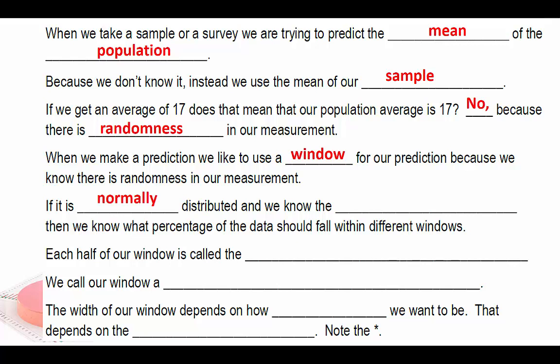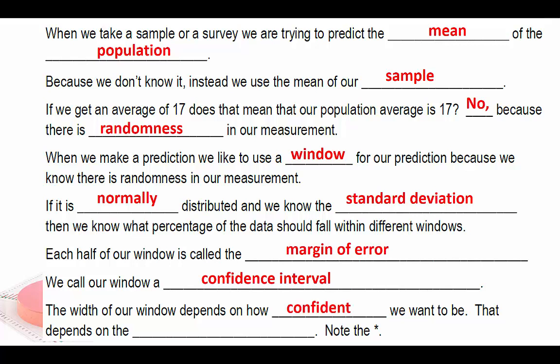So if our population is normally distributed and we know the standard deviation, then we know what percentage of the data should fall within different windows. Each half of our window is called the margin of error, and we have a name for our window. We call it a confidence interval. Now, the width of our window depends on how confident we want to be. That depends on something we're going to need to calculate, a critical value, which we call z star.